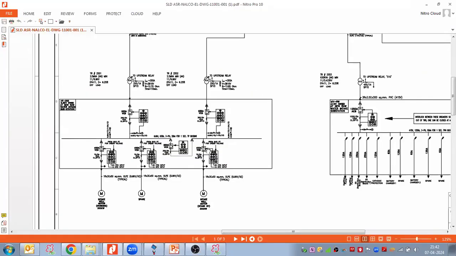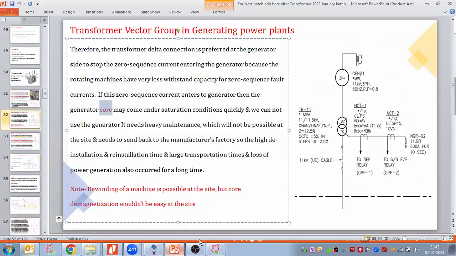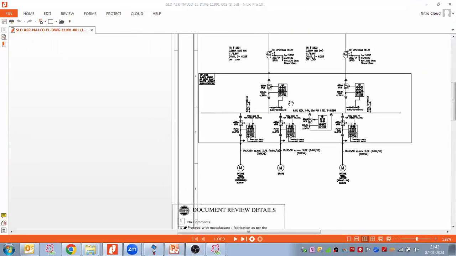I'm taking different examples just to let you know the statement I'm making: for rotating machines, the core short circuit withstand capacity is very much less. They may come under saturation quickly. So we want to limit the zero sequence current, or in simple language the line to ground fault current, as much as possible. We want to minimize this. Due to that reason, in this particular project they have used the NGR here.